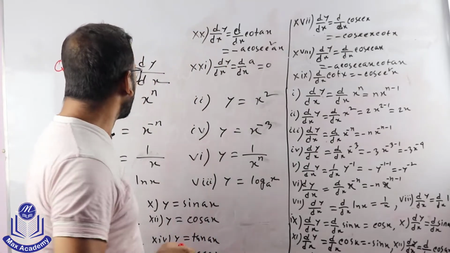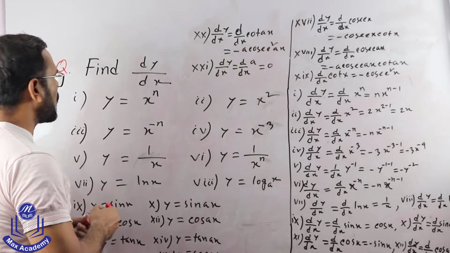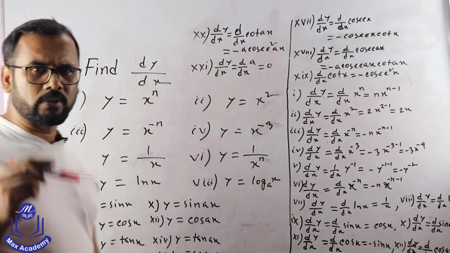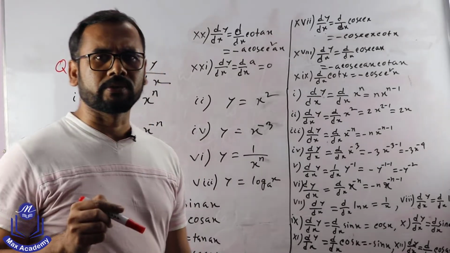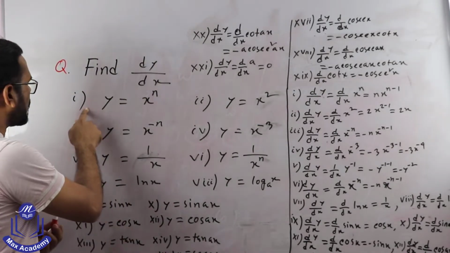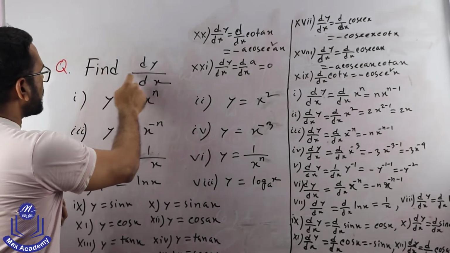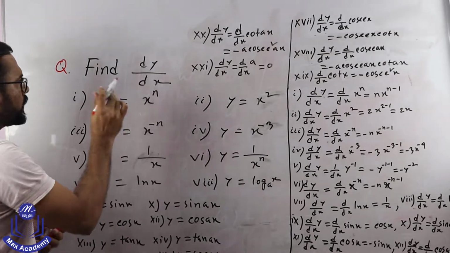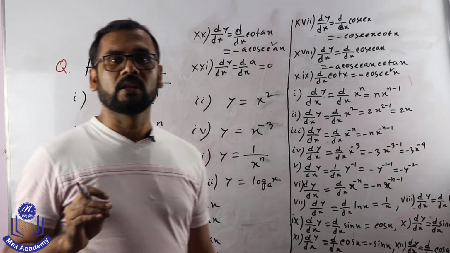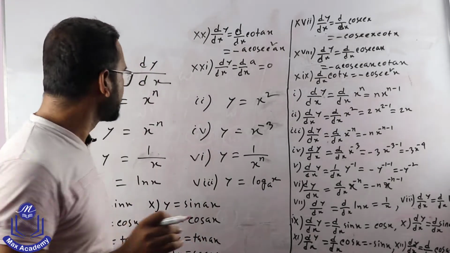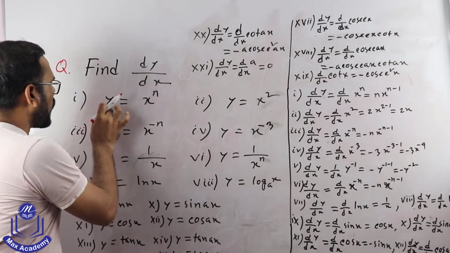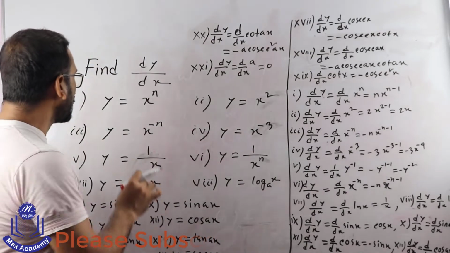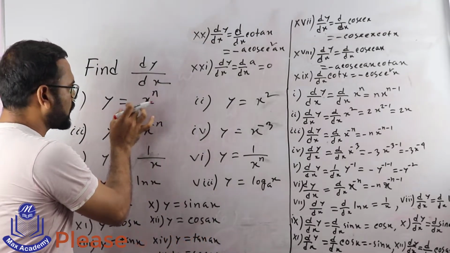Okay, here first of all there are a lot of problems described. We all have to calculate these solutions. First of all, number one. Here the question is find d/dx of y. So we need to calculate the differential coefficient, that is the derivative. First question: y is equal to x to the power n. So we need to evaluate what will be the result of this question.